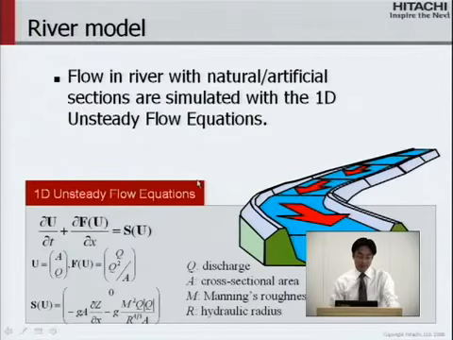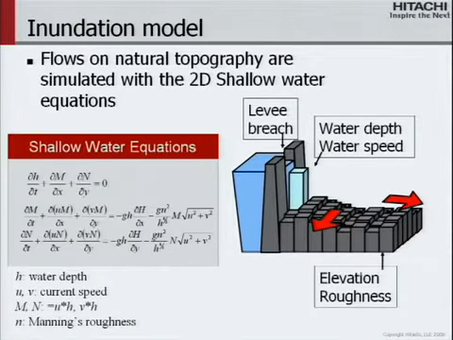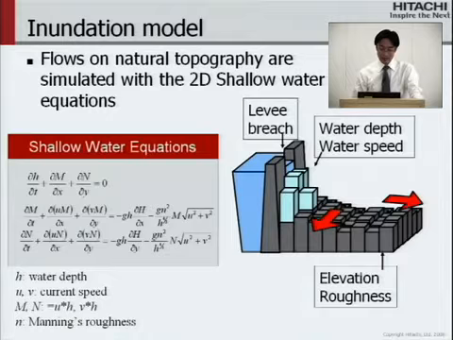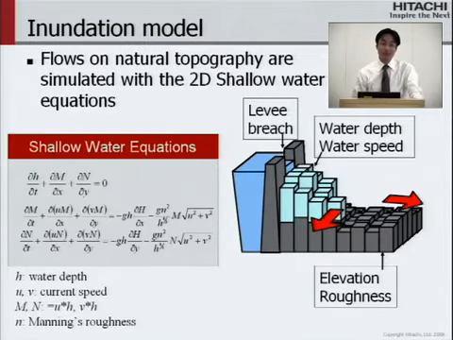And in the river model, we use a different kind of simulation equation, so-called one-dimensional unsteady flow equations like this. From river to city, there is a levee or a dike or some artificial structures. To simulate this, we use an overflowing formula like this. And in the city, we also use a different kind of equation, so-called shallow water equations. Using this equation, we calculate water depth and water speed for each grid. You can see the grid. As time goes on, water depth and water speed on each grid are calculated like this, using ground elevation and ground roughness.